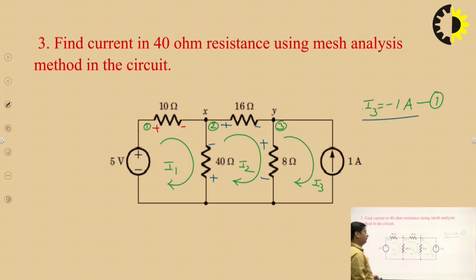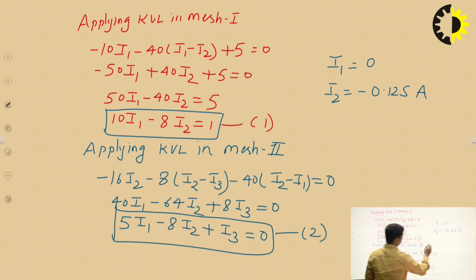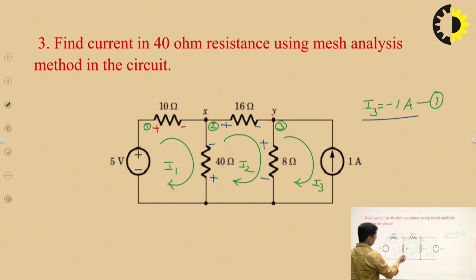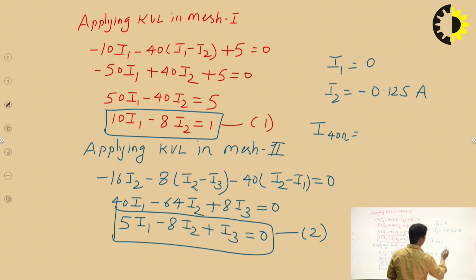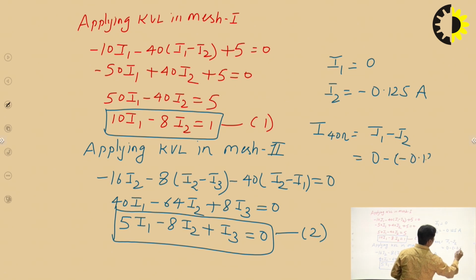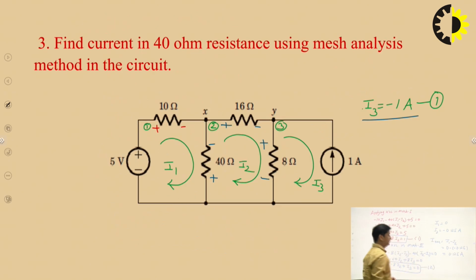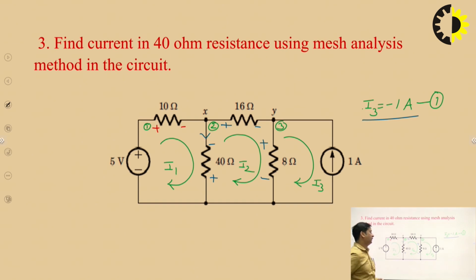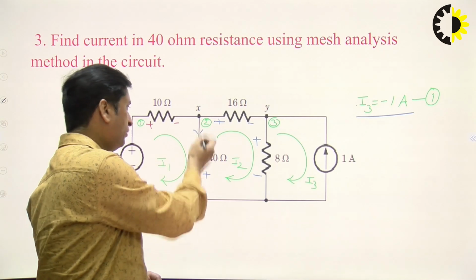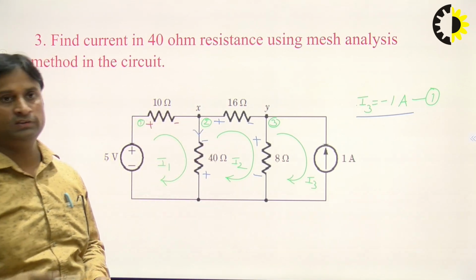So when we have to calculate the current in the 40 ohm resistance, current in 40 ohm resistance must be given by i1 minus i2. So when we take i1 minus i2, i1 is 0 and i2 is minus 0.125, so it is equal to 0.125 ampere. So this is the current which is flowing through this branch. And since it is positive, current is flowing from top to bottom. This is the direction of current actually.